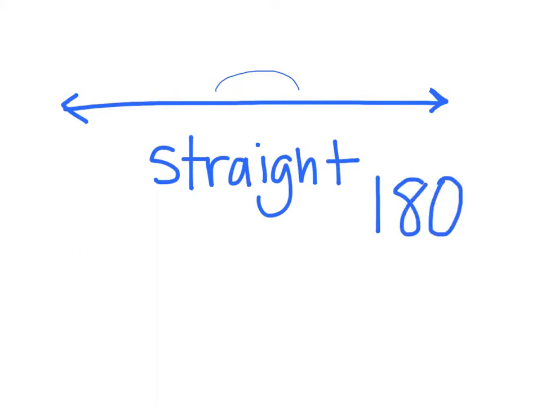Again, when we use the protractor, that'll make more sense. But just so you remember, a straight angle, when you measure it, either side of the line, is going to equal 180 degrees. That's a straight angle.